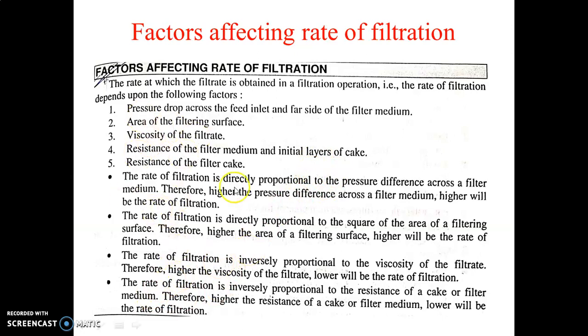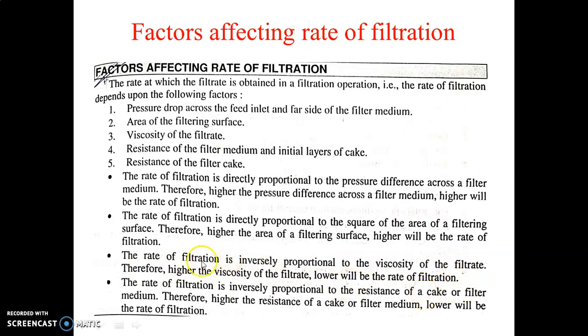Among these parameters, some are directly proportional and some are inversely proportional. The rate of filtration is directly proportional to the pressure difference across the filter medium. That means if we put a higher pressure difference across the filter medium, we get a higher rate of filtration. Then the rate of filtration is directly proportional to the square of the area of the filtering surface. So the higher the area of that filtering surface, the higher the rate of filtration. Then the rate of filtration is inversely proportional to the viscosity of the filtrate.